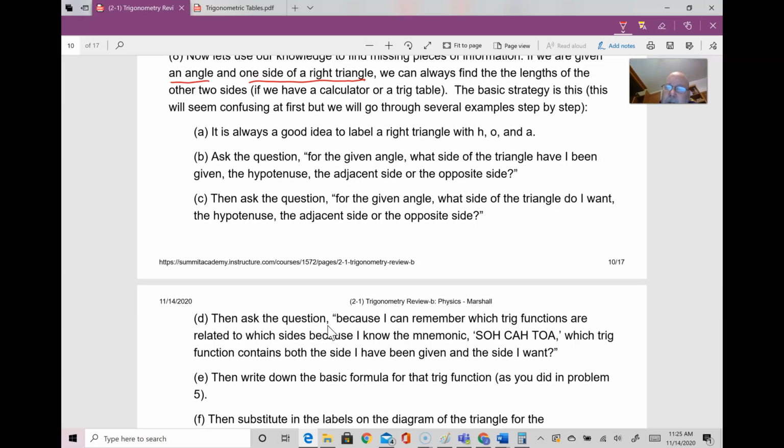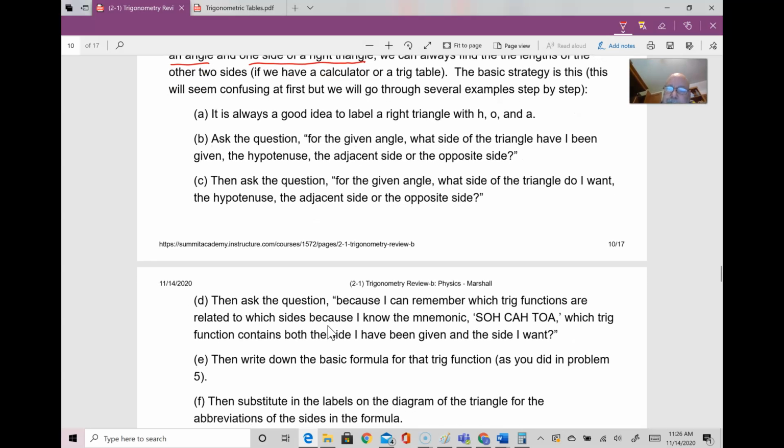Then I'm going to ask the question, for the angle that I have been given, what side of the triangle have I been given? Have I been given the hypotenuse, the adjacent side, or the opposite side? Maybe I will have been given a value for the hypotenuse, maybe the adjacent side, or maybe the opposite side. Then I'm going to ask the question, for that angle, what side of the triangle do I want? Do I want the hypotenuse, the adjacent, or the opposite side?